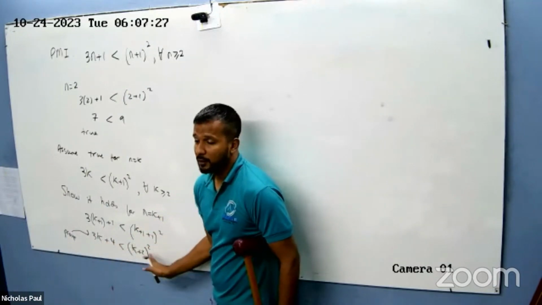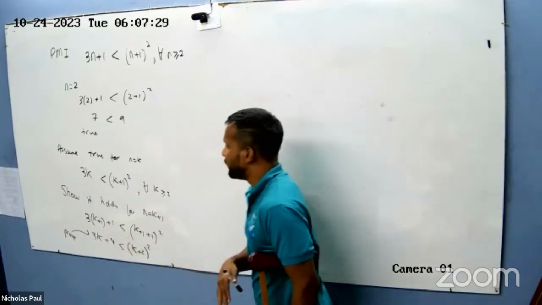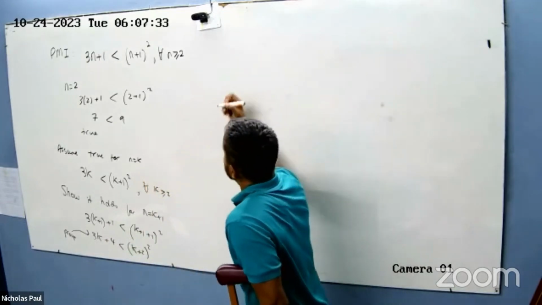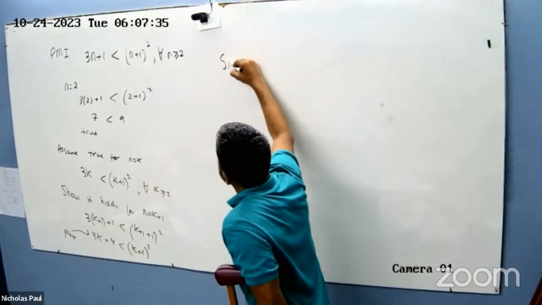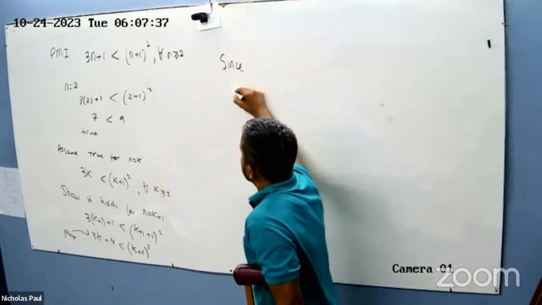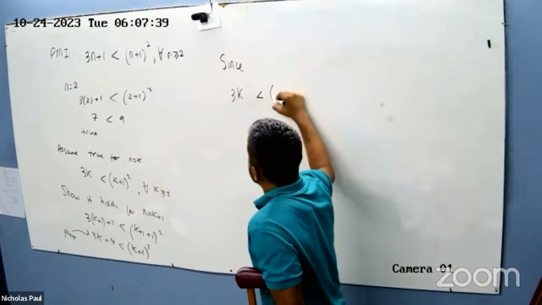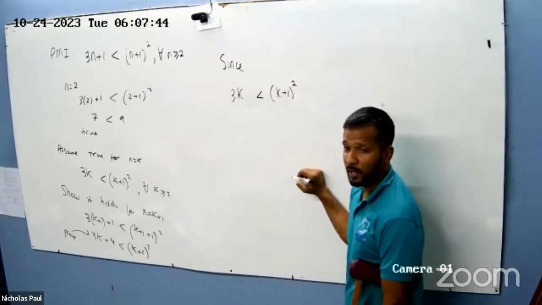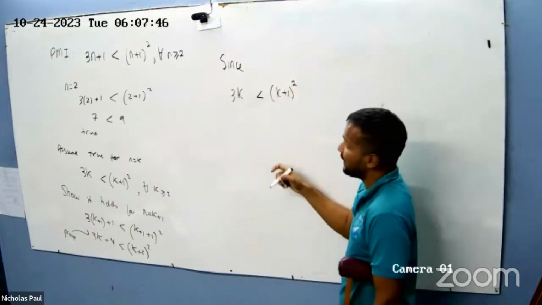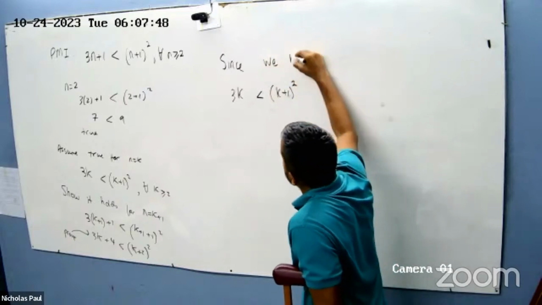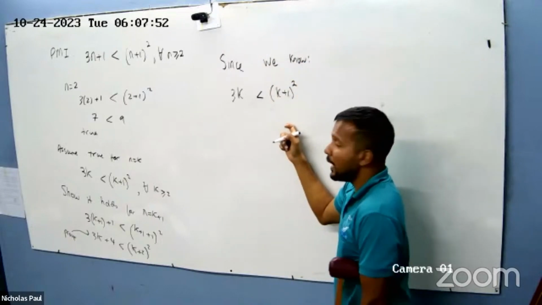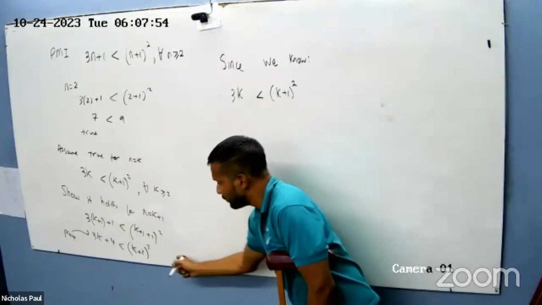Right? The method I am going to use is to start with what I know. All I know is this: since 3 to the k is less than k plus 1 squared, right? That's all I know. So I'm starting with the statement that I know. So since we know this, I'm starting here, and I have to go from here to here.